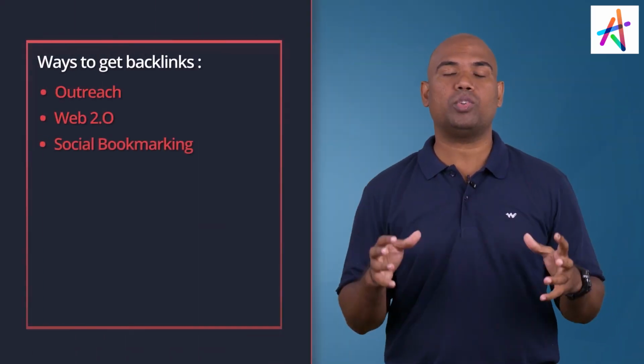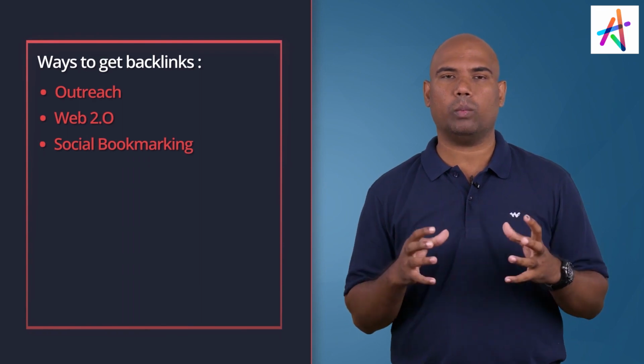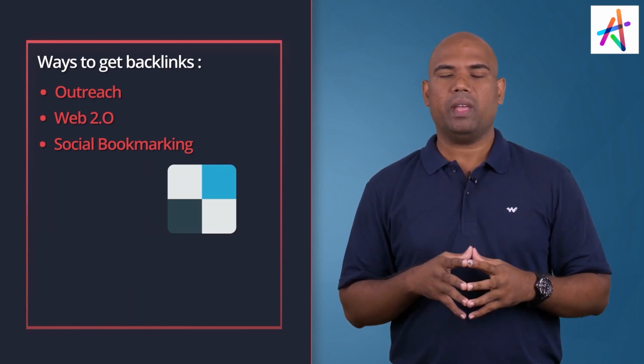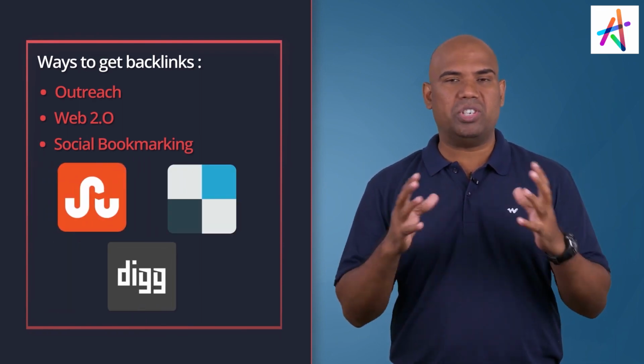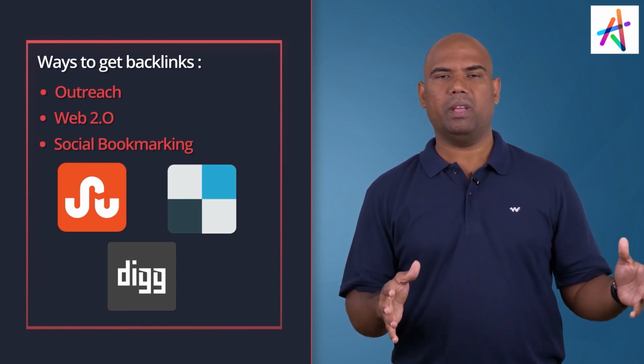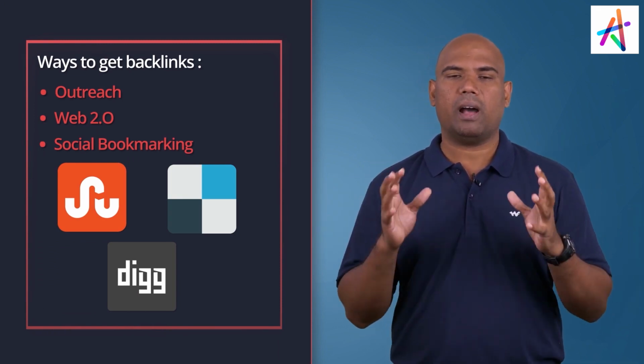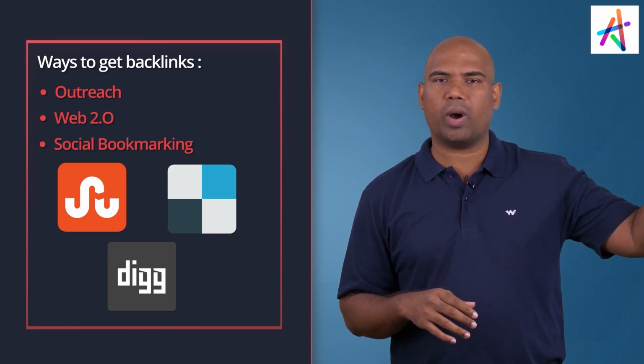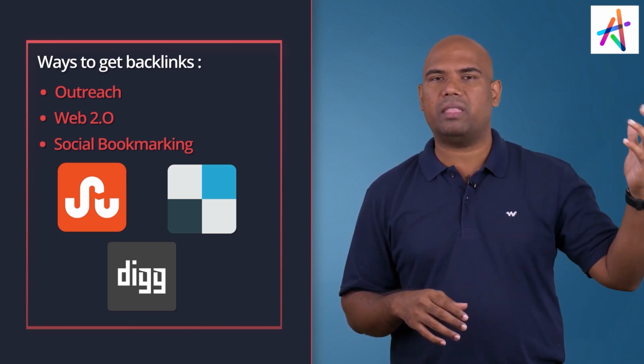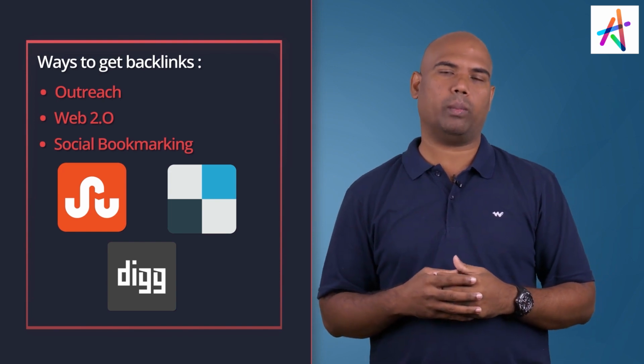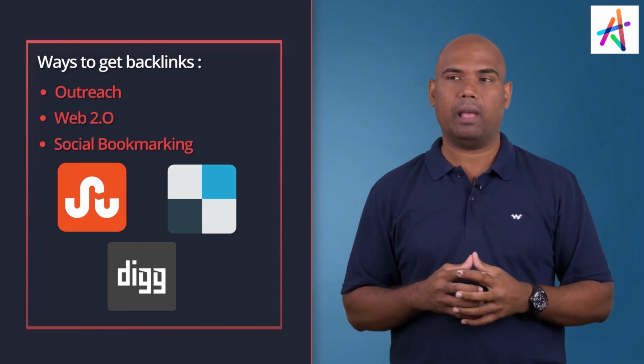So number 1, it's about outreach programs. Number 2, make sure you get the Web 2.0 as a way of getting backlinks. Number 3, it's called social bookmarking. There are certain websites like Delicious, there is StumbleUpon, Digg, and tons of them. Again, social bookmarking sites allow you to put your URL in there and get traffic through that website as well. So that's another great way to build backlinks.